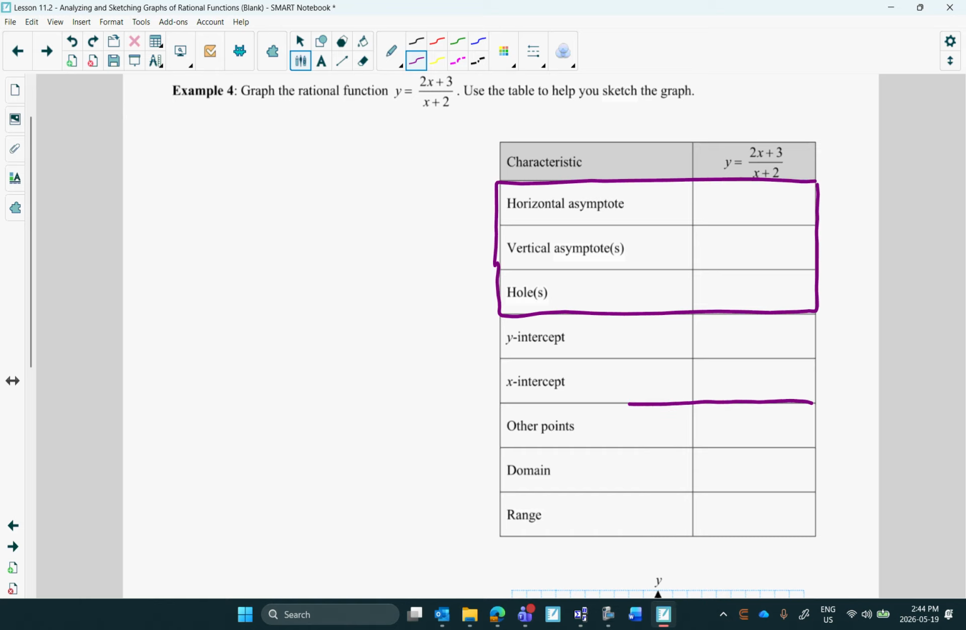And these. These are helpful, but they're not necessary to graph. You may be asked to find the y-intercept of this. Well, that's easy. You just plug x equals 0 in and figure it out. Okay? But these are what we need. So here we have this one, the horizontal asymptote.